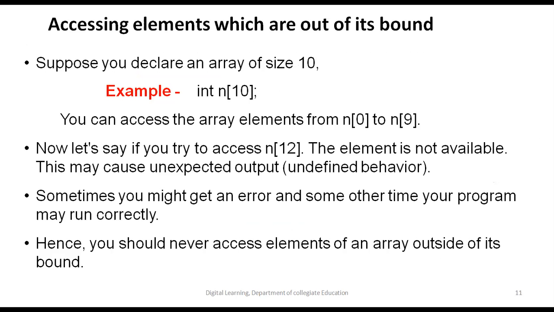Accessing elements which are out of bound. Suppose we have declared an array n as int n[10], but you try to access the 12th element. In that case, you may get an error, and sometimes it may provide some unexpected output. So we must not try to access elements of an array which are outside its bound.